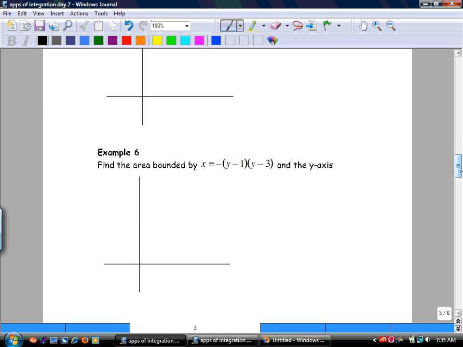Okay, so find the area bounded by x equals negative (y minus 1)(y minus 3). So the first thing that I would do is just sketch a graph of what this looks like. The easiest way to do it is to actually turn your page on its side, but I can't do that. So I'm going to turn me on my side, and I'm going to start graphing this. It's going to have an intercept here, an intercept here, and then because it's negative, it's got to finish down.